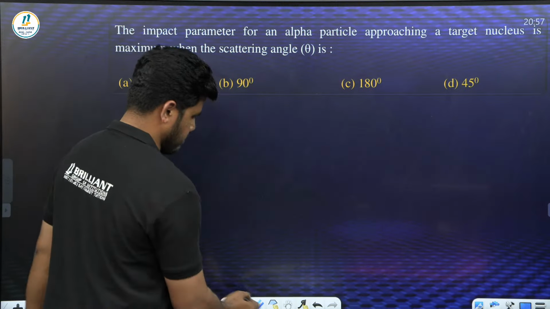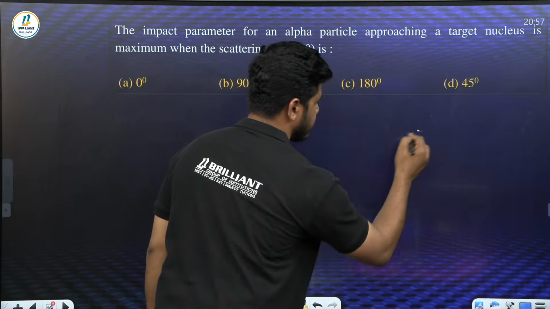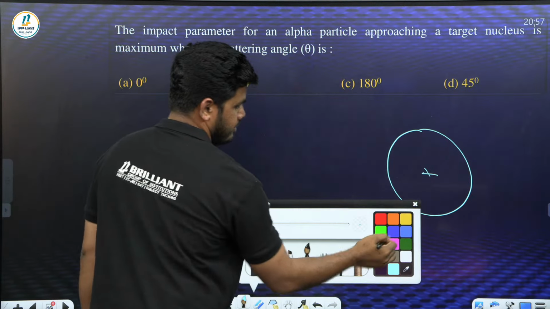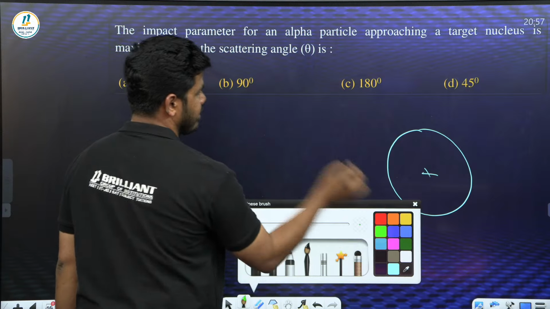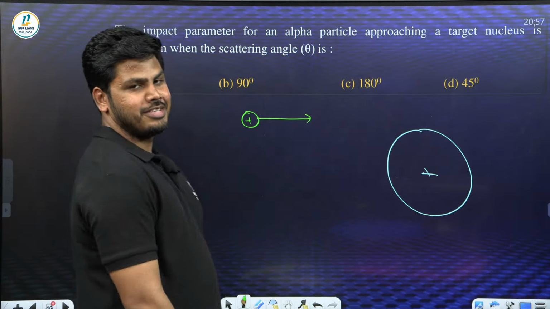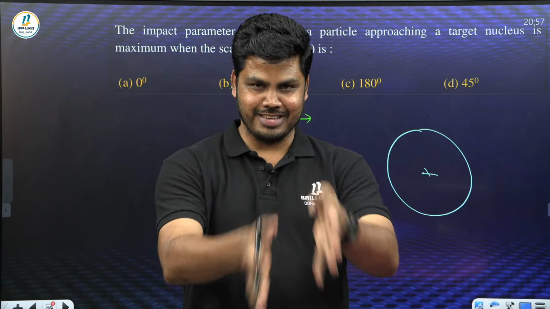We know what impact parameter is. If you know impact parameter, then you can easily solve this question. Impact parameter is the perpendicular distance between two straight lines, we know, right? An alpha particle is passing. We are sending them to the gold foil. Remember the alpha particle scattering experiment.